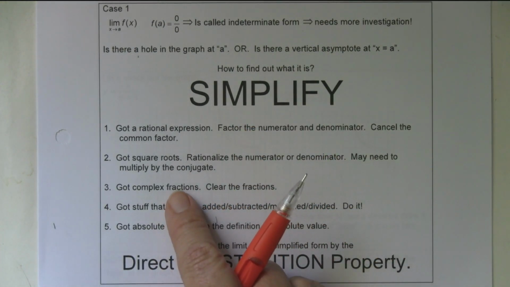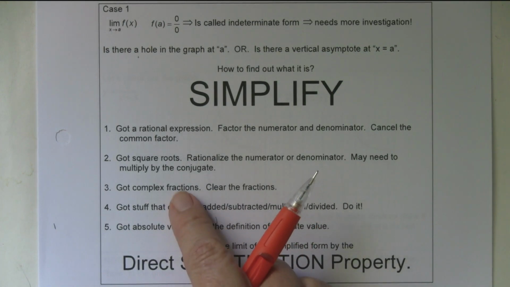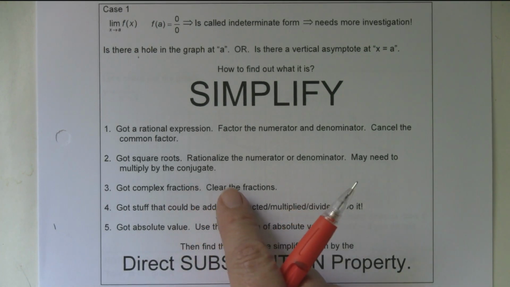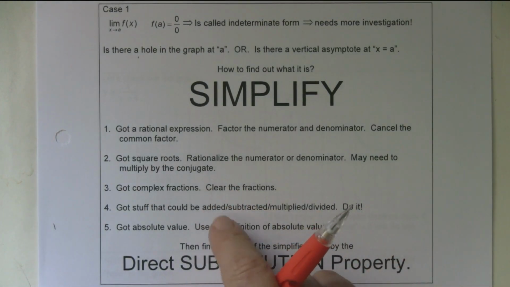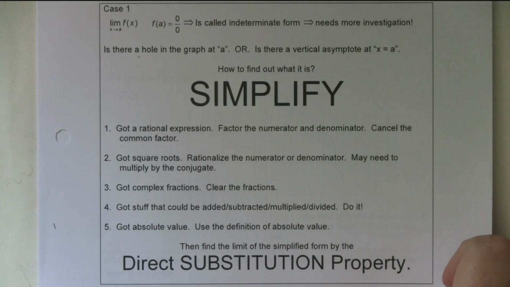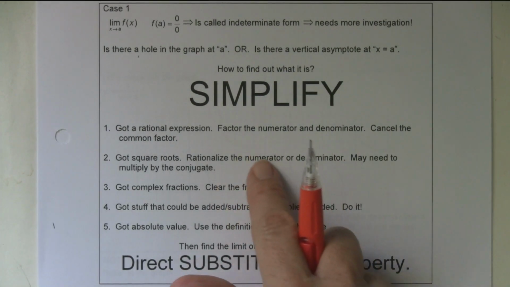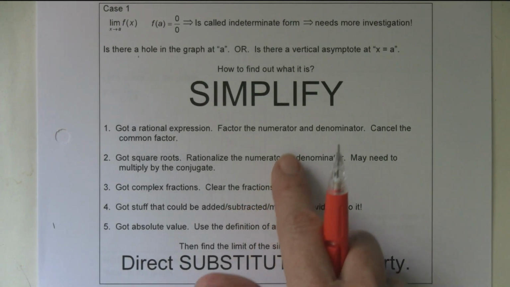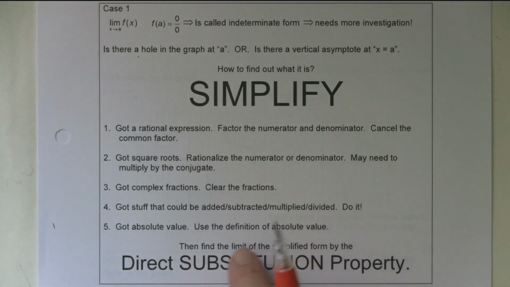If you got complex fractions, you can simplify those complex fractions any way you know. I like to clear fractions, method 1 versus method 2. If you got stuff that can be added or subtracted or multiplied or divided, you should do that. And when you do all of these things, you're hoping then that you might get something where you can factor it and cancel from the numerator and the denominator.